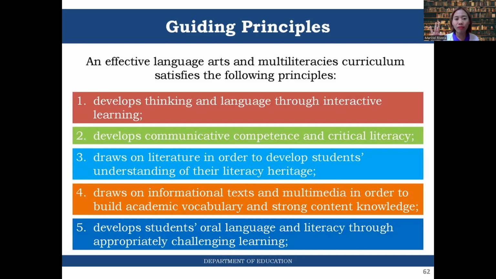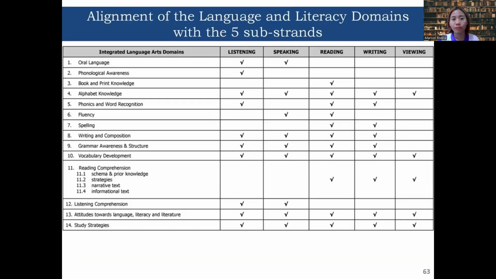So we make use of the culture, no? And at the same time, the existing literature. And then fourth, draws on informational texts. And at the same time, multimedia in order to build academic vocabulary and strong content knowledge. Fifth, develop students' oral language and literacy through appropriately challenging learning.